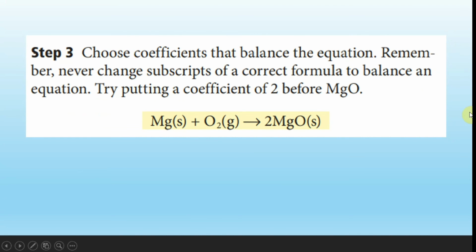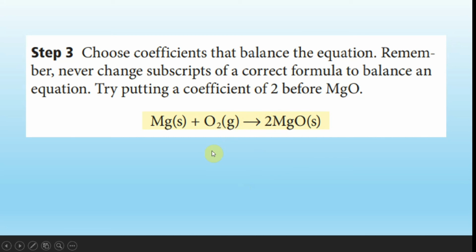Choose coefficients that balance the equation. Remember, never change subscripts of a correct formula to balance an equation. Try putting a coefficient of 2 before magnesium oxide. So this number, the subscript, I can never change. Now, if I write a coefficient of 2 here on the other side, this will balance oxygen.